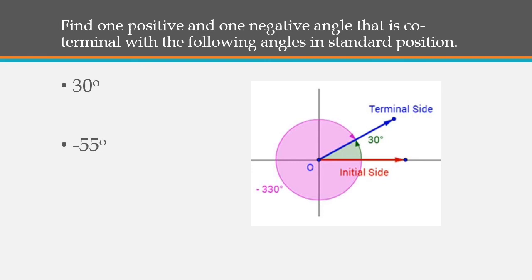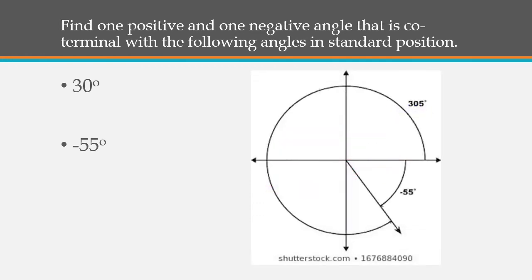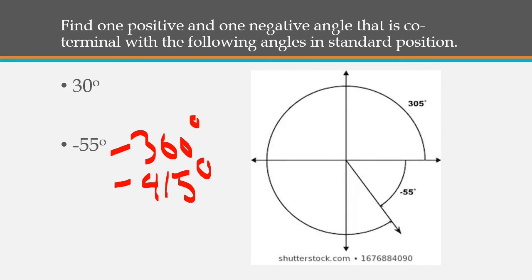What if we're doing negative 55? Well, again, I would add 360 and I would subtract 360. When I add 360 to negative 55, I get 305. So that would be my positive coterminal angle. If I subtract 360, then I will end up with negative 415.